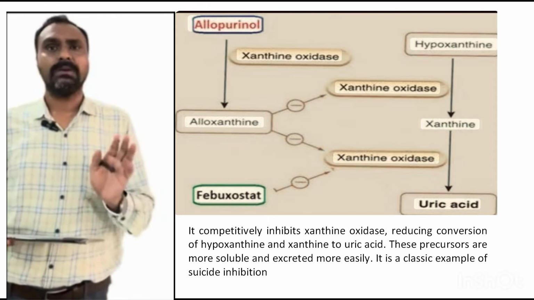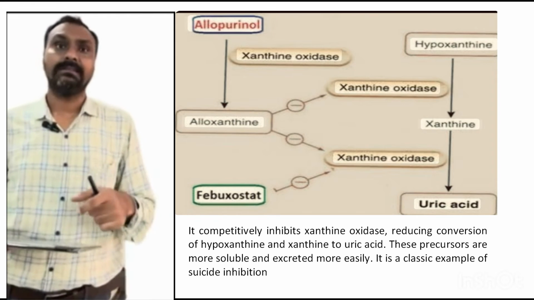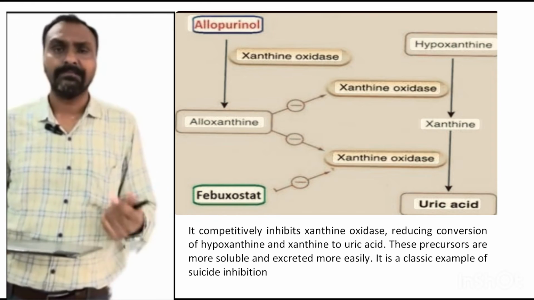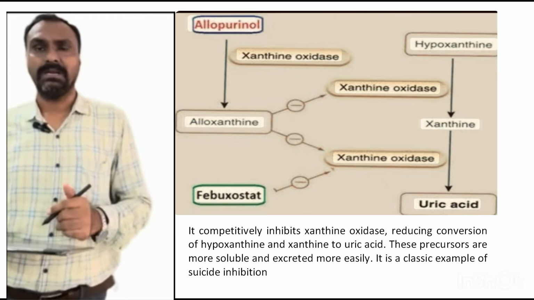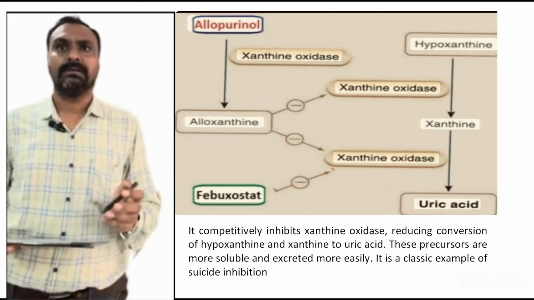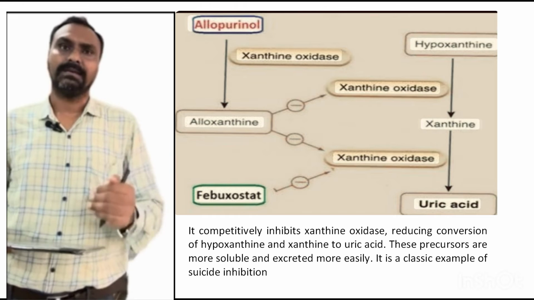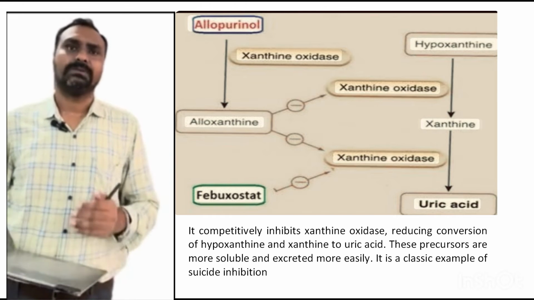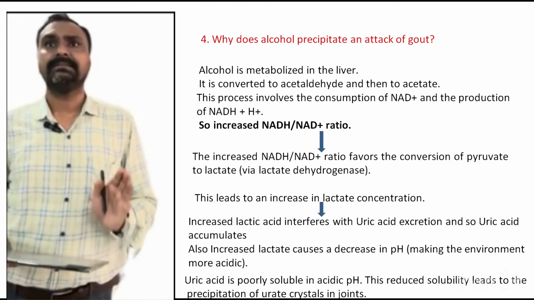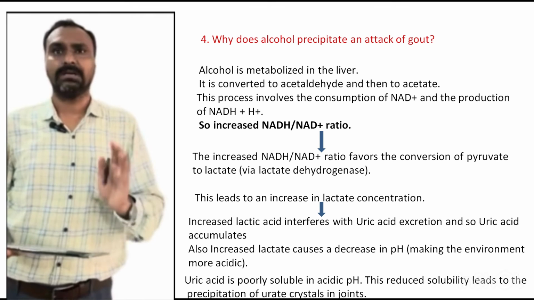Allopurinol is a competitive inhibitor of xanthine oxidase, while the newer drug like febuxostat is a non-competitive inhibitor of the xanthine oxidase. Both will help in decreasing uric acid production. Now, the fourth question is, why does alcohol precipitate an attack of gout?